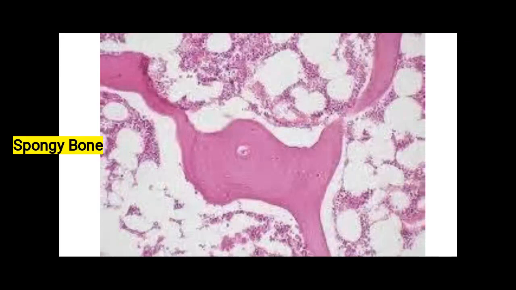We also have spongy bone. This is actually a highly magnified picture of spongy bone. This is a single what's called a trabecula, and this is part of spongy bone itself. And there's also spaces within. Spongy bone is basically bone marrow, so this is on the inside of your bones.